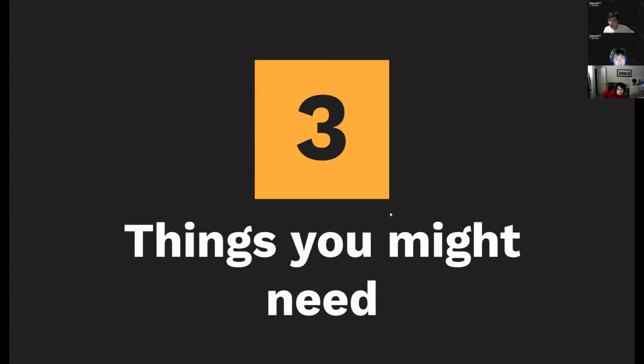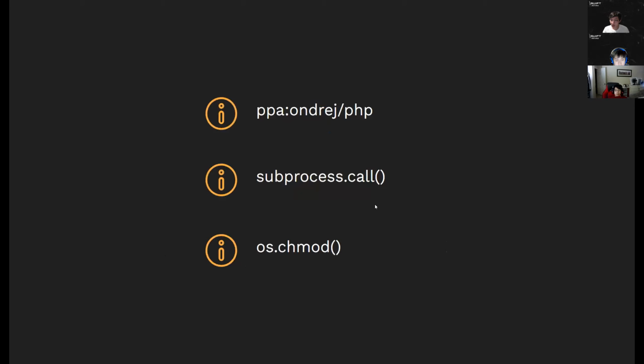So finally, I'm going to go into some things that you might need in order to do this, and these are mostly Python things. The first thing that I think you'll need is the repository location for the latest PHP, because the latest version of PHP is not included with Ubuntu 20, so you're going to have to include ppa:ondrej/php.